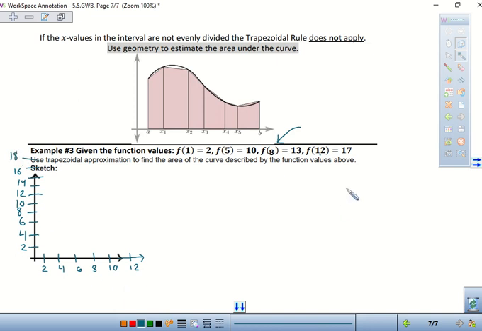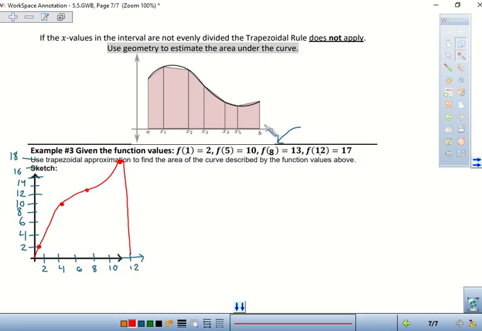So it says approximate, so we're going to do a sketch. So I know that at 1, we're at 2, so we're somewhere about here. I know that at 5, we're at 10. I know that at 8, we're at 13. And at 12, we're at 17, so way up here. So you're going to end up with something like this, and you can connect this curve. And then because we're only doing it on a certain interval, you can actually just create like a box in if you want.